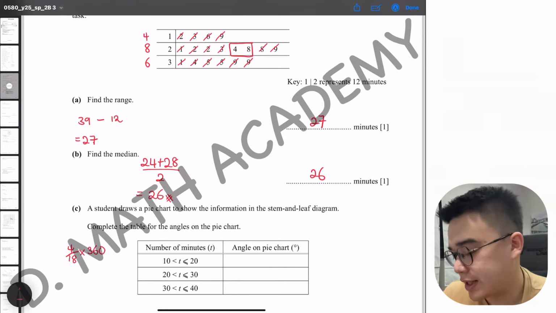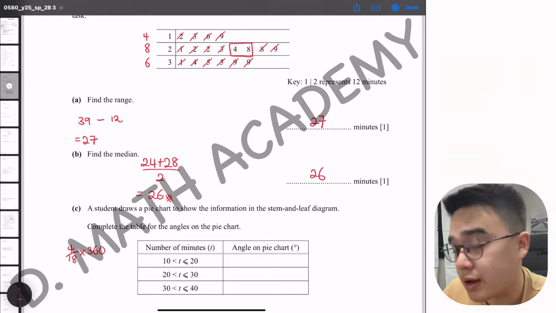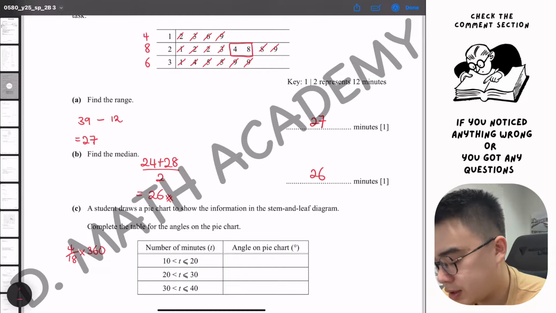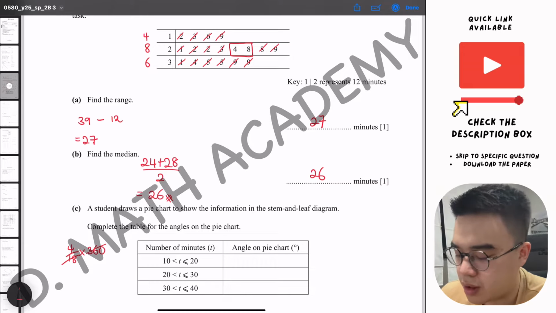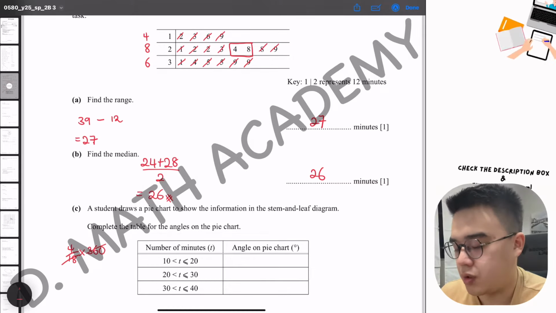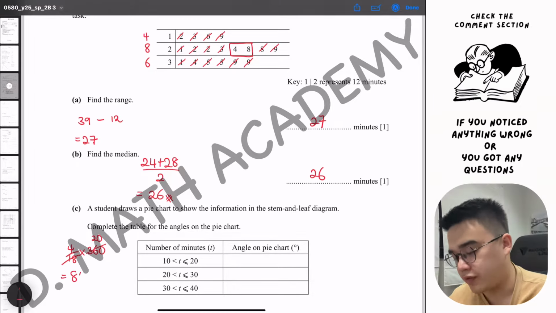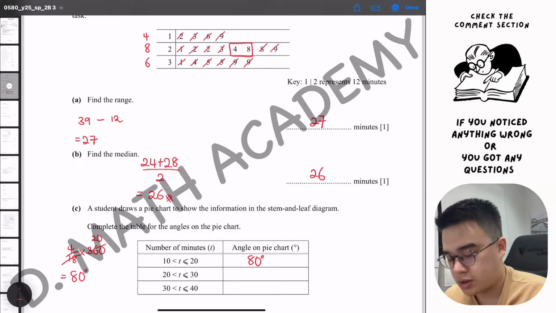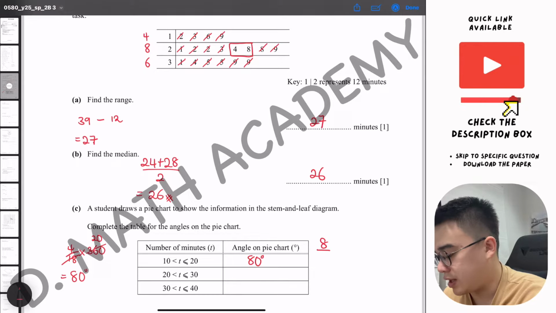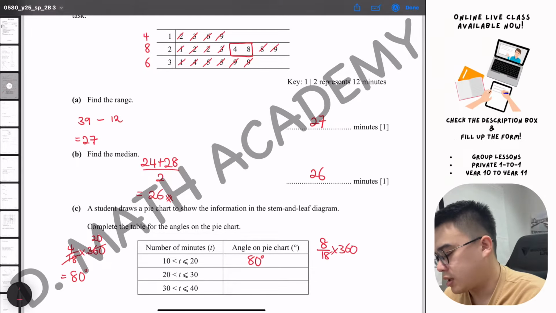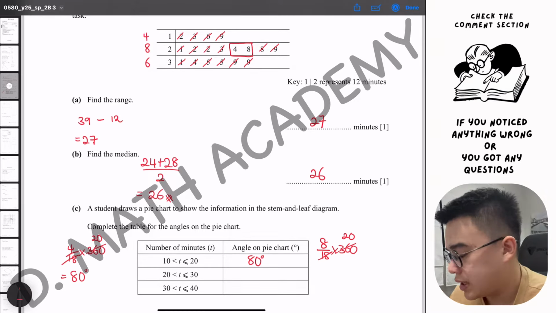Good news is that now that the numbers cannot be calculated using a calculator, everything seems to be a factor of the other. So 360 divided by 18, you will get 20. 20 times 4 is 80 degrees for the first one. Repeat the same thing for the other two, where you have 8 over 18 times 360. For those wondering why 360 specifically, it's because a full circle is 360 degrees.